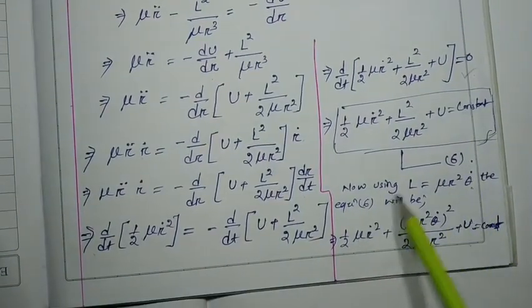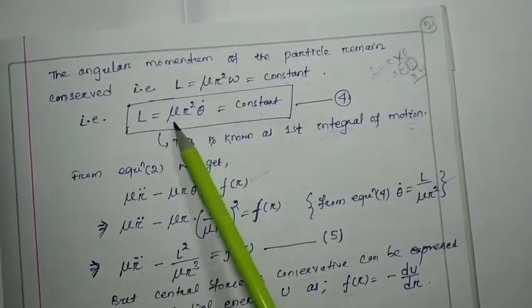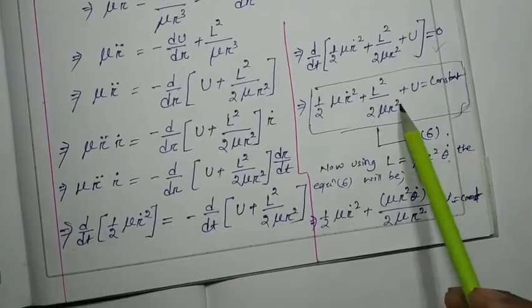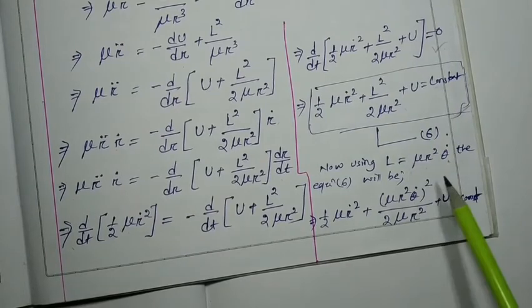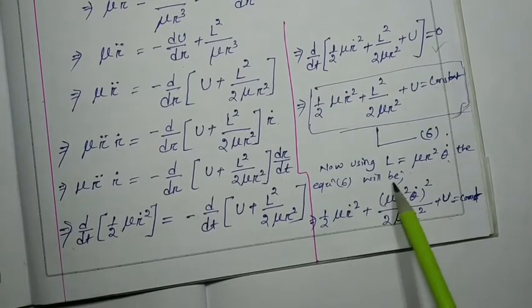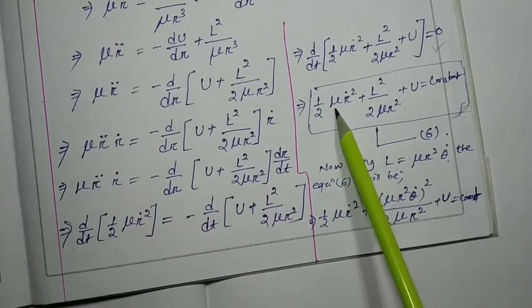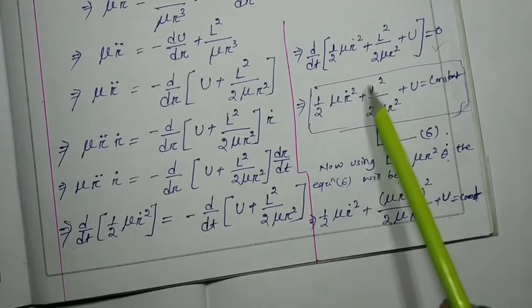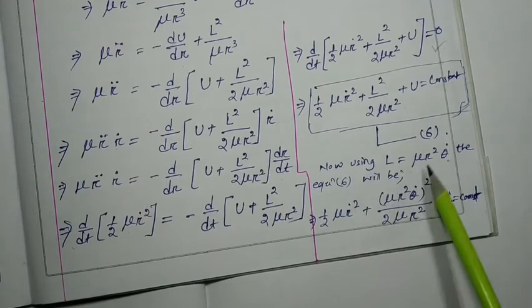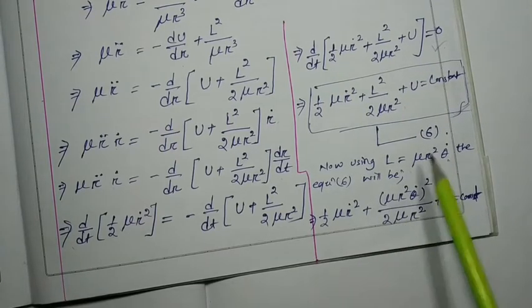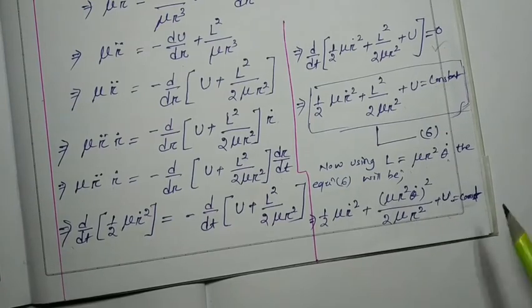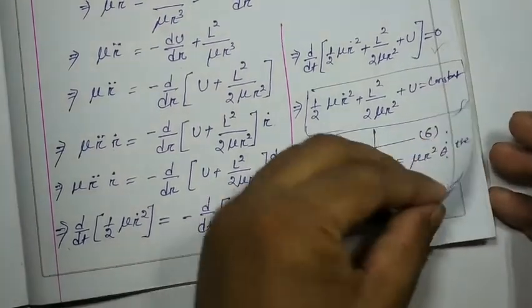Now we have to use L equal to mu r square theta dot in this equation number 6. Then equation number 6 will be half mu r dot square plus, instead of L we have to write mu r square theta dot whole square by 2 mu r square, plus u equal to constant. Okay.